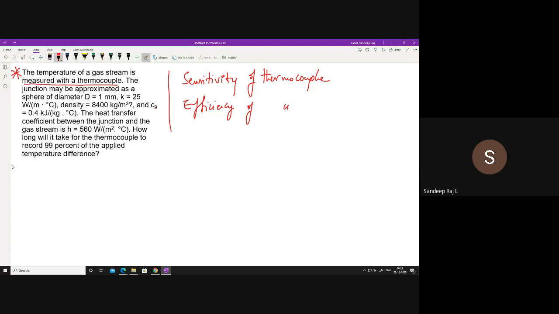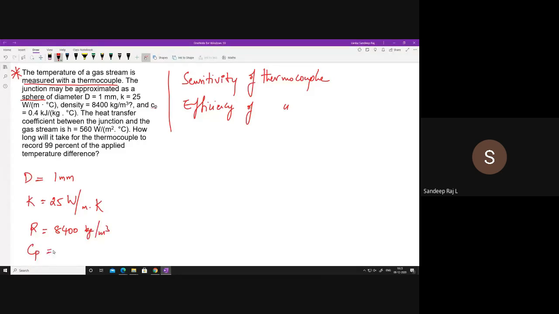So here you have a junction, and this junction is called a sphere, and it has a diameter. You can write down the diameter as 1 mm, and the K value is given as 25 watt per meter Kelvin, and the density is given as 8400 kg per meter cube.